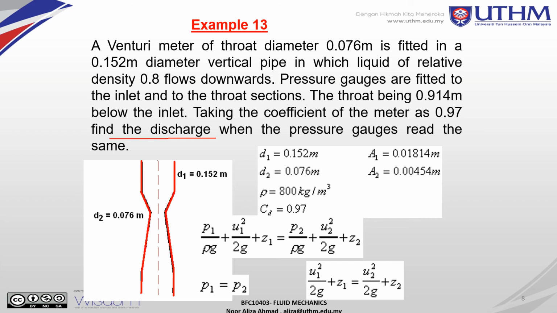After this, we use the Bernoulli equation at point 1 and point 2. Here U is also the same as the velocity, so U1 or U2 is the same as V1 or V2. We know that pressure at 1 is equal to pressure at 2, because the flow is downward, so we just have velocity 1 and velocity 2 plus Z1 and Z2.